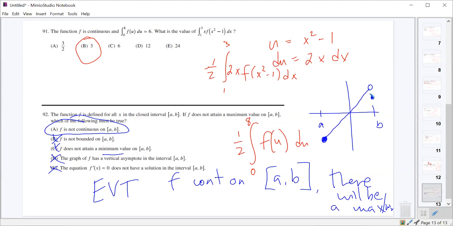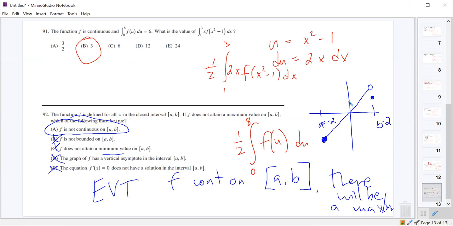So no, I'm trying to ask you, what is the point right next to this point? What x value? Suppose b equals 2. And a is -2. What's the point right next to b equals 2, where we're at a max? What's the x value?